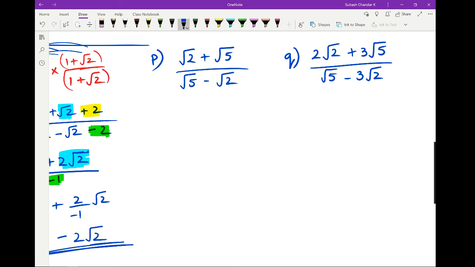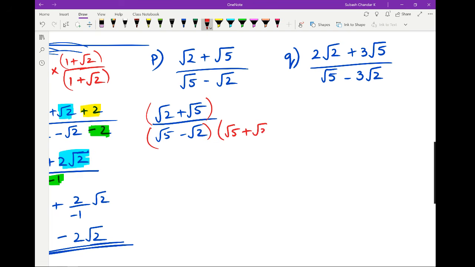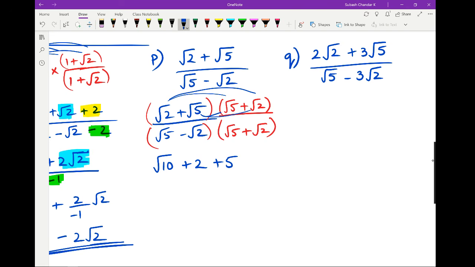All right, guys, I'm going to start doing question P first. So we've got (square root of 2 plus square root of 5) over (square root of 5 minus square root of 2). So we've got to multiply by square root of 5 plus square root of 2, in the numerator and the denominator. Doing the numerator first, I've got square root of 2 times square root of 5, which is square root of 10. Square root of 2 times square root of 2 is going to be 2. Square root of 5 and square root of 5 is going to be 5. And then square root of 5 times square root of 2 is going to be square root of 10.